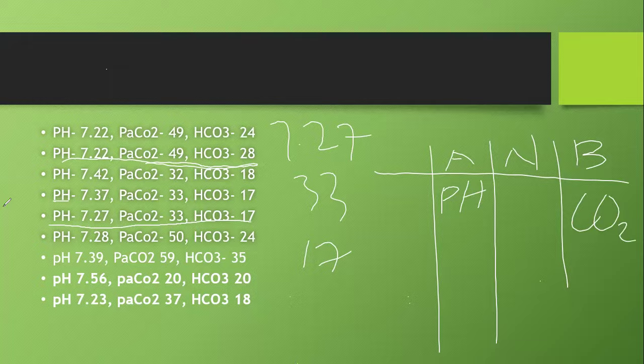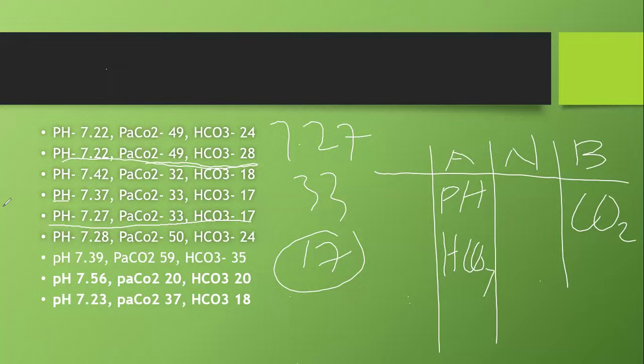Now let's take bicarbonate, 17. Is it acid, normal, or base? Acid. So you have HCO3 here. Now we have been able to put this in our table. Now we are coming to naming. We know that the system is acidic, and the problem is coming from bicarbonate. So we can start naming.